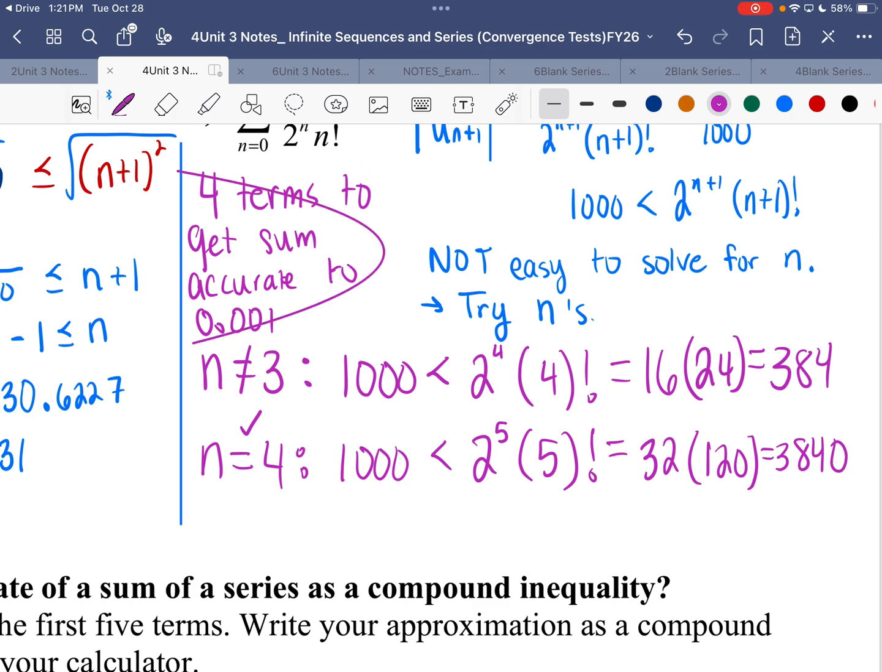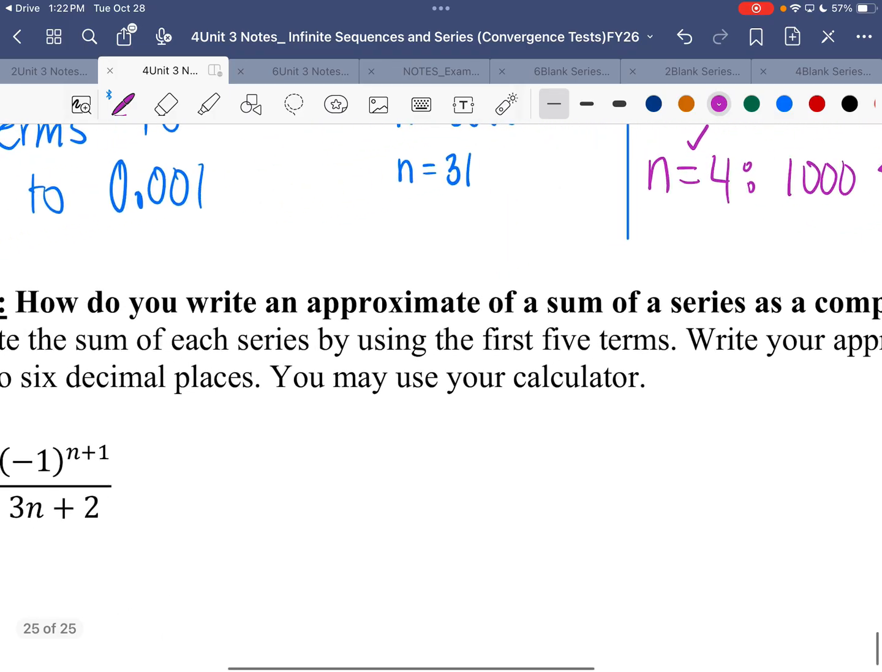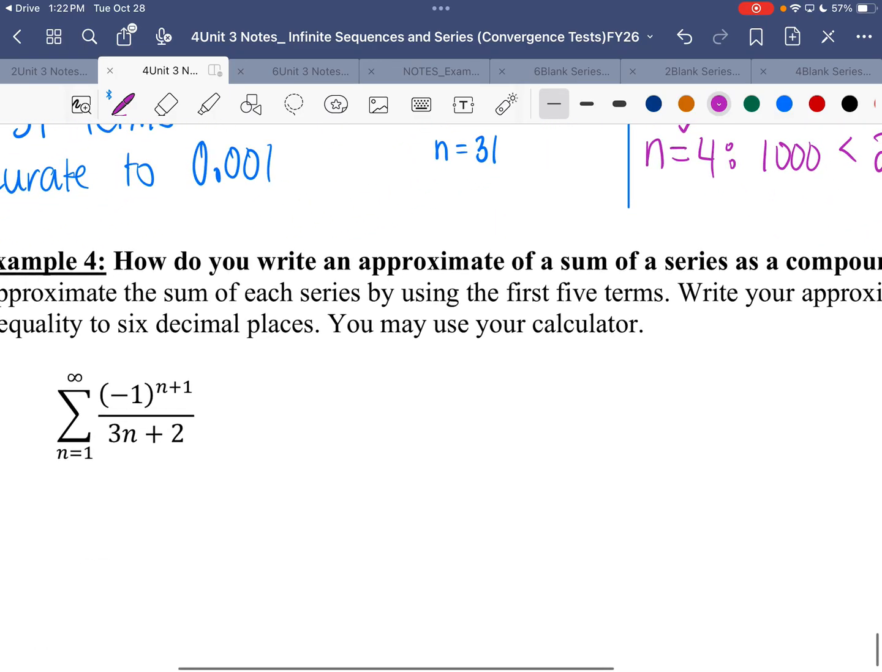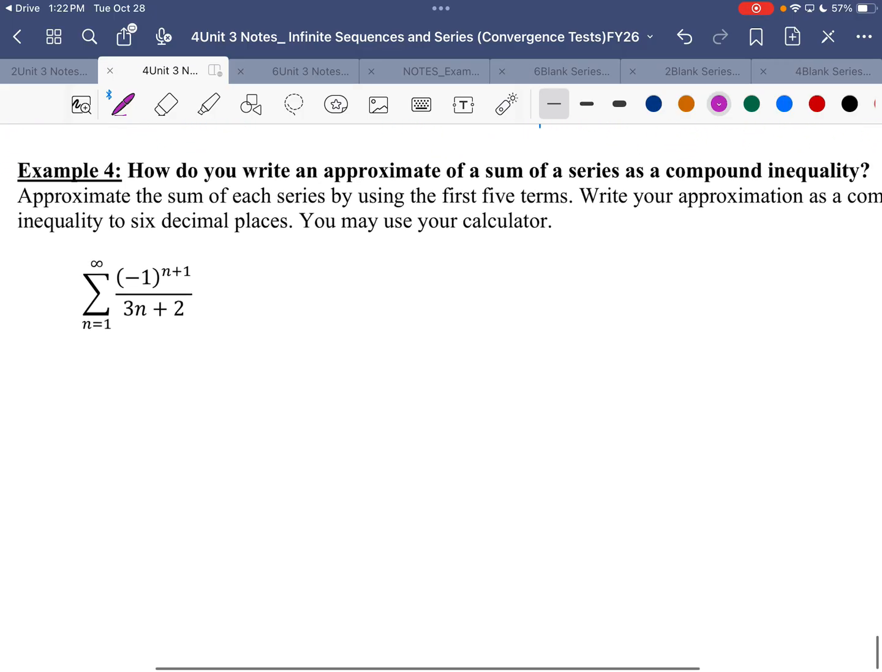So you just plug things in until you get something greater than 1,000? Yep. If it's no calculator, then the accuracy is probably going to be a little bit lower than 1,000, like 100 or whatever. They'll always give you the accuracy that you're solving for, unless it's something like this one, which is a different context.